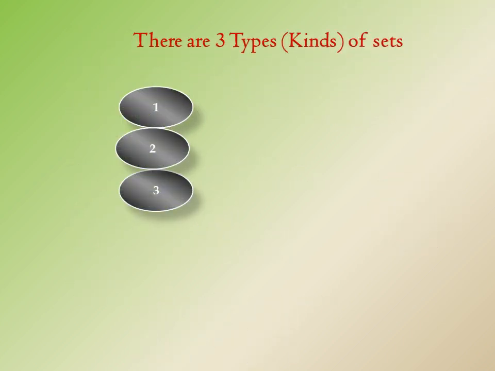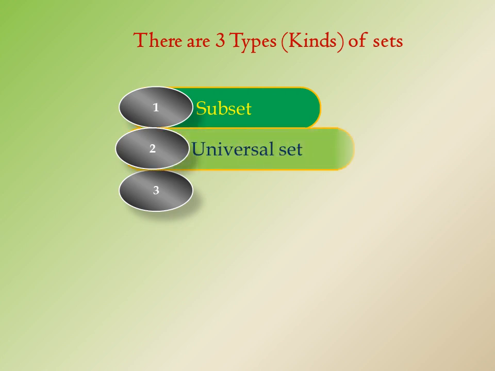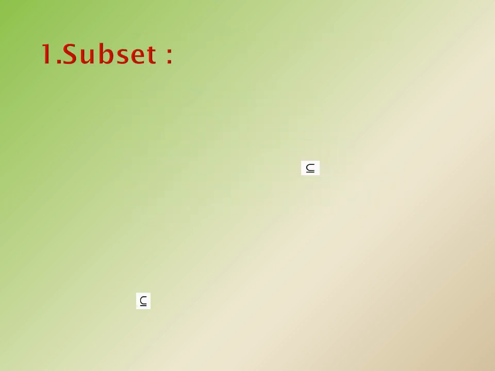There are three kinds of sets which we are going to learn today. The first one, subset. The second one, universal set. And the third one, complement of a set. Let us first see what a subset is.